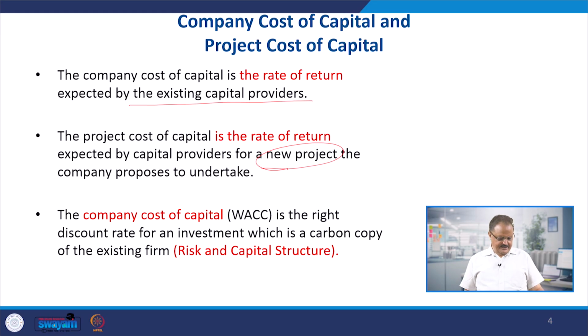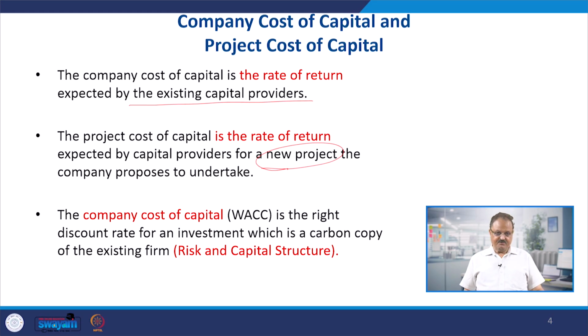We are advised here, if you go through the literature, that the company cost of capital, which is the weighted average cost of capital, is the right discount rate for an investment which is the carbon copy of the existing firm. So, the cost of capital of the existing company should be used as a discount rate, because the project is also going to be of comparable risk as the company's existing risk, and we expect that the capital structure of the new project would be almost the same as the existing capital structure of the company.